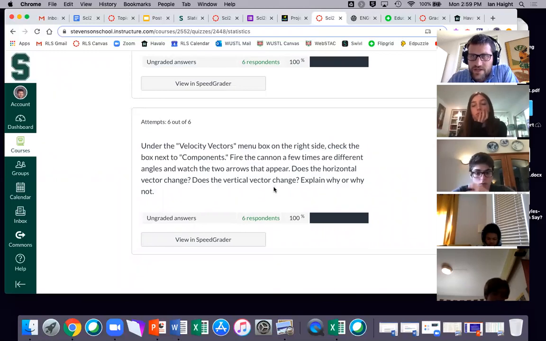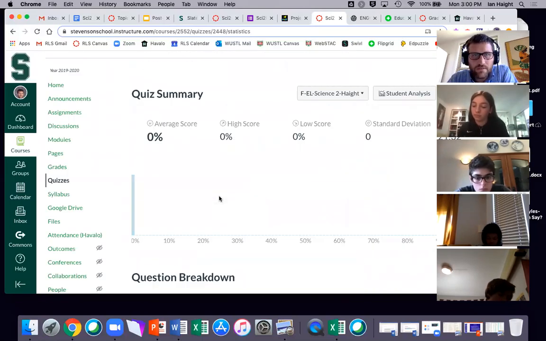Does the vertical vector change? Yes or no? Yes, it does. And does anyone know what it changes in response to? Why does the vertical change? What's pulling on it? Gravity. Yeah, so gravity slows it down to a stop if it's going upwards, and then pulls it back down with increasing speed of 10 meters per second per second. In reality, it's about 9.8. So that's the key takeaway for the vectors, keeping it simple right now.